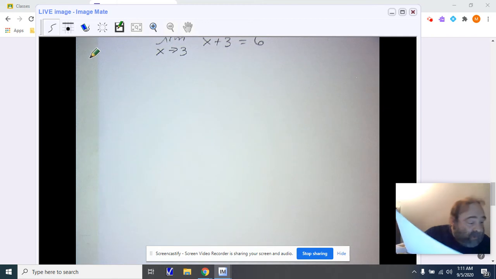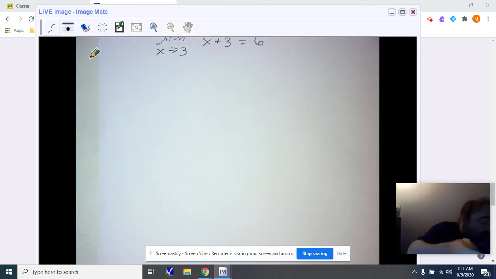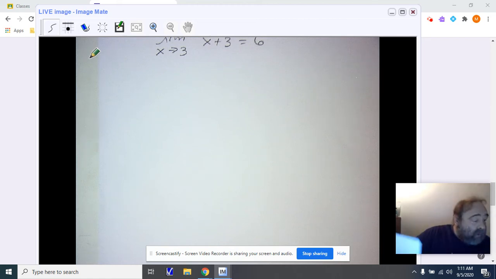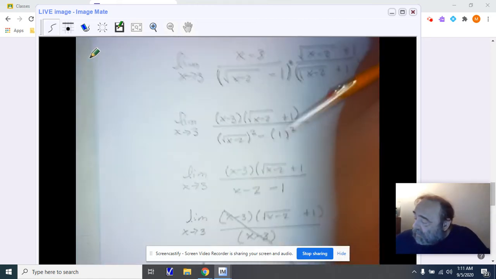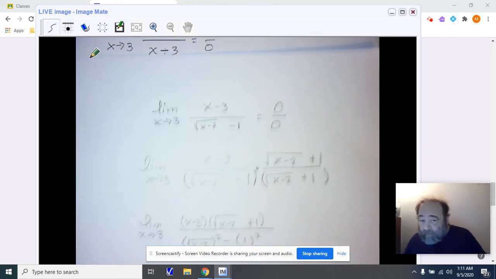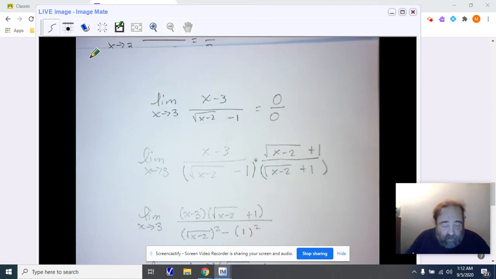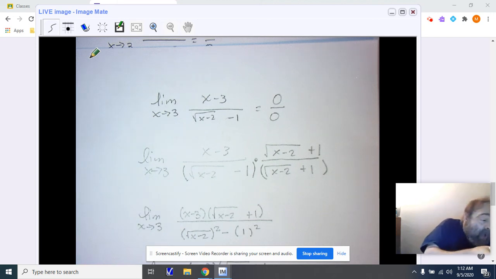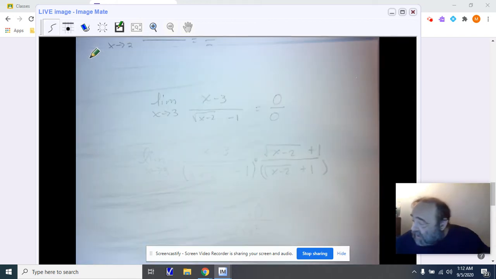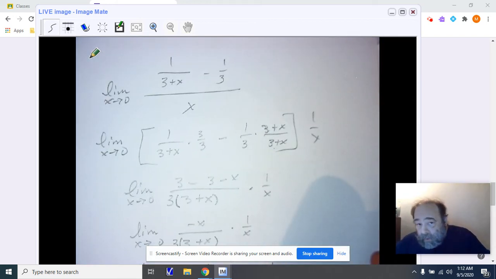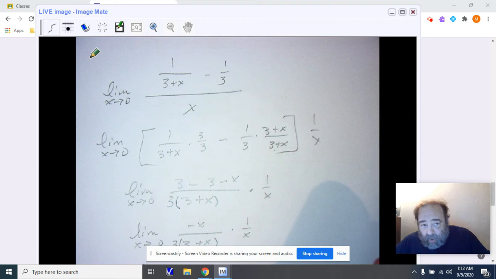Now, there are other types. For example, what if I'm approaching a radical? Here's an example of something I don't like. When I'm looking at this radical, I get 0/0 again. Now, the previous problem didn't give me 0/0. However, if I approached 0, it would have. So here's an example where I would get 0/0.